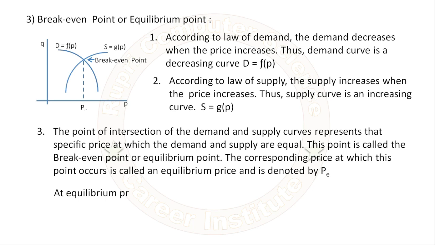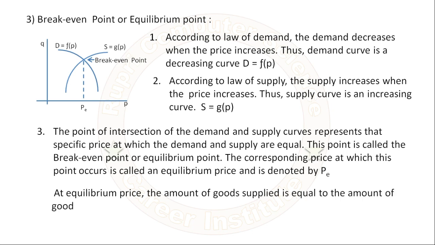At equilibrium price, the amount of goods supplied is equal to the amount of goods demanded. What is the meaning of this equilibrium point? The amount of goods supplied is equal to the amount of goods demanded. This is called the equilibrium point or break even point. Do you follow this?